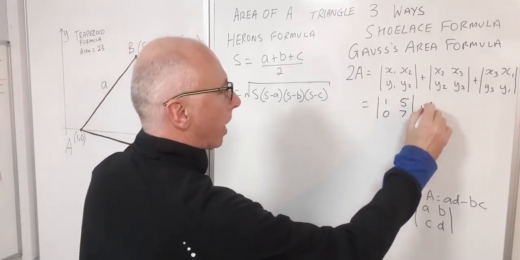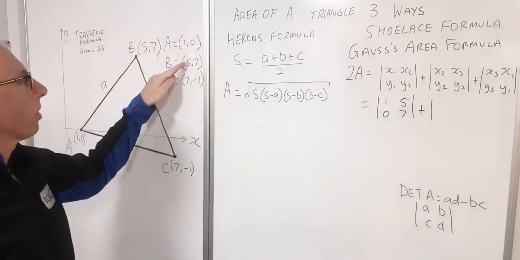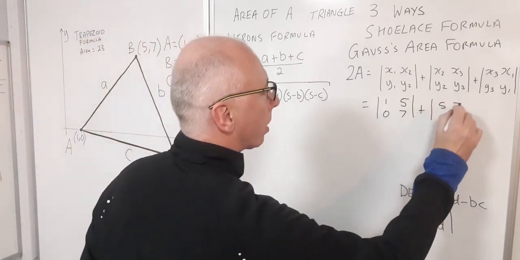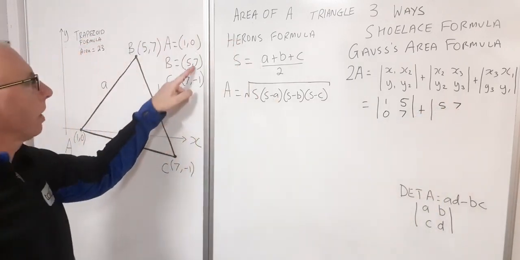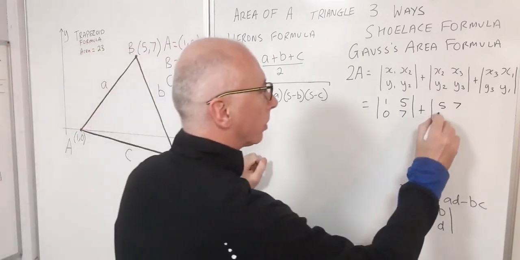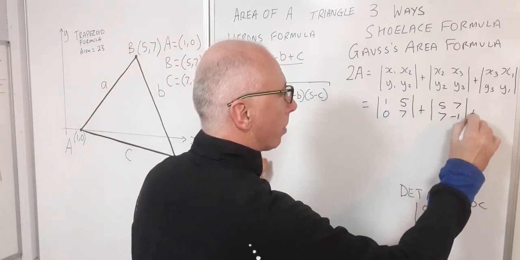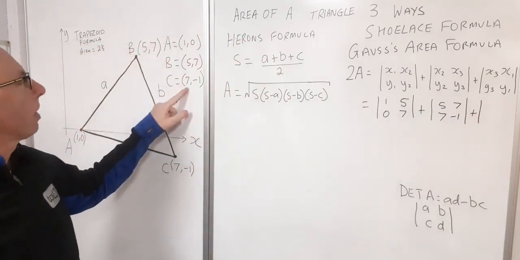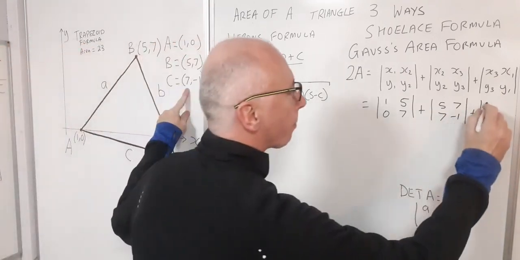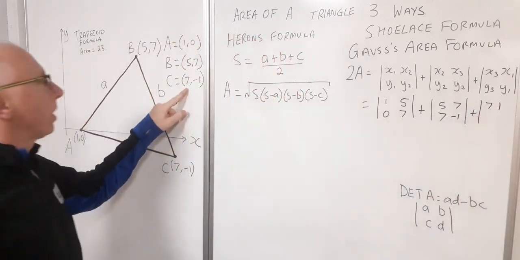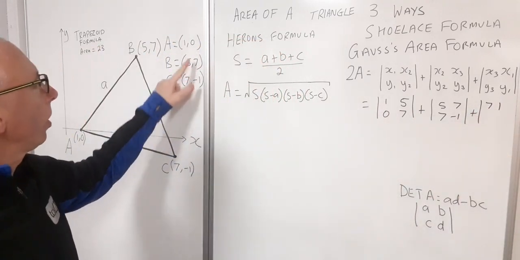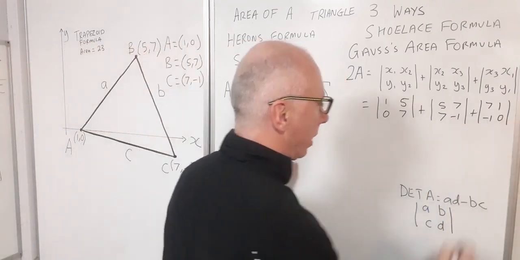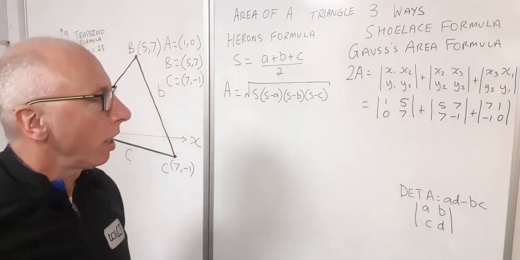So determinant of that. And now x2, x3, that's 5 and 7. And y2, y3, that's 7 and minus 1. And determinant of that. And now let's have a look at this one, x3 and x1, so that's 7 and 1. And y3, y1, that's minus 1 and 0. Okay, so we've got our determinant formula here.